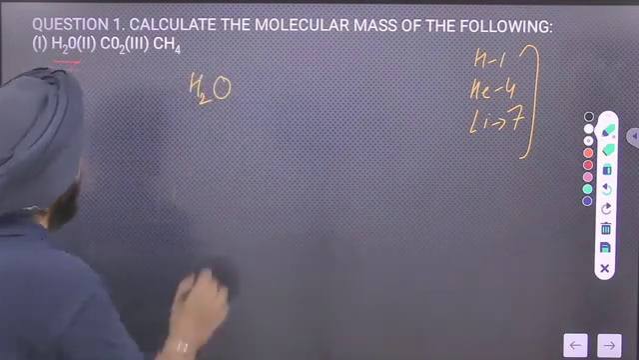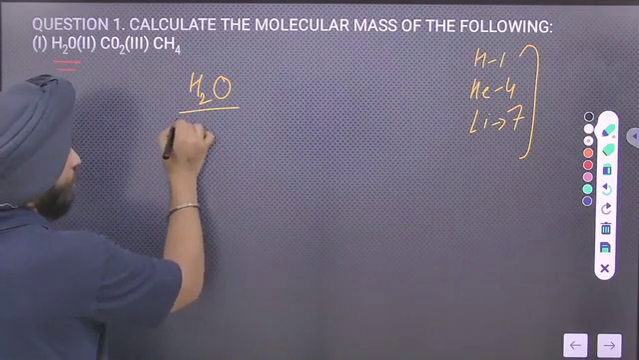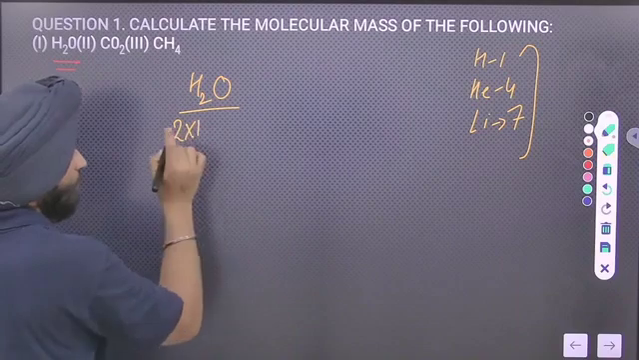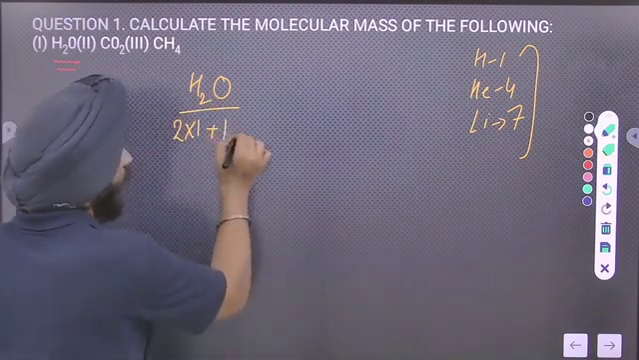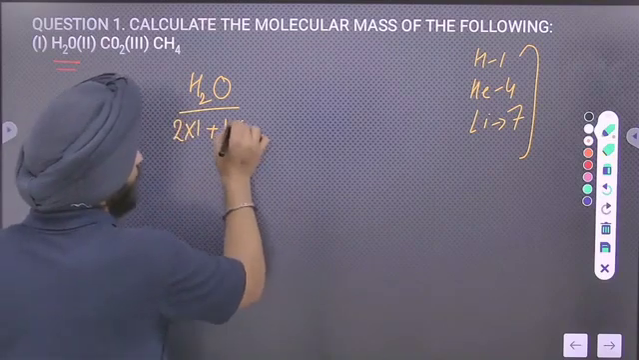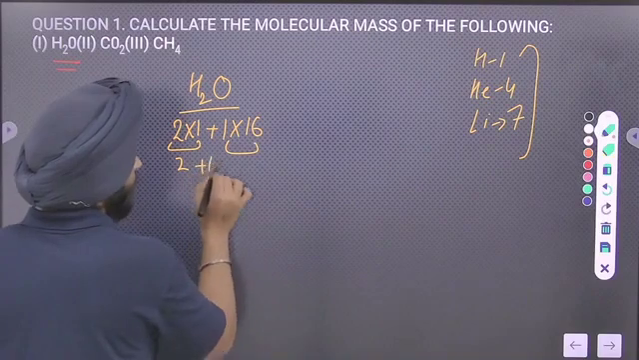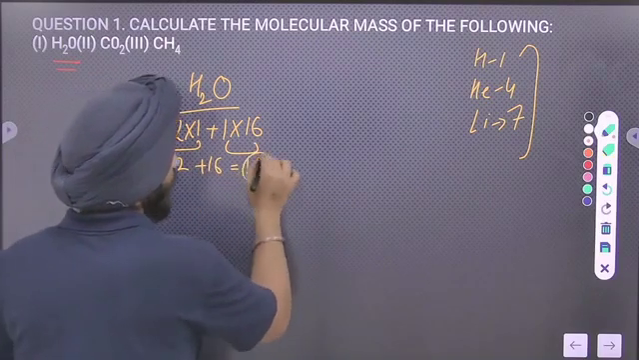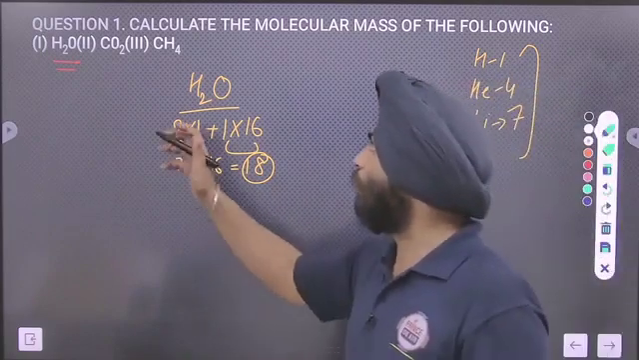Now here, the atomic mass of hydrogen is 1 and the number of hydrogens is 2, so 2 multiplied by 1, plus oxygen. The number of oxygens is 1 and the atomic mass of oxygen is 16. So 2 plus 16 comes out to be 18. So 18 is the molecular mass of water.